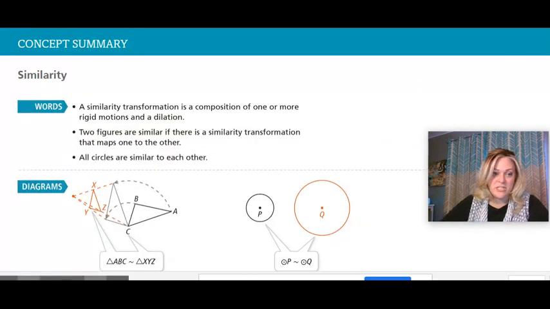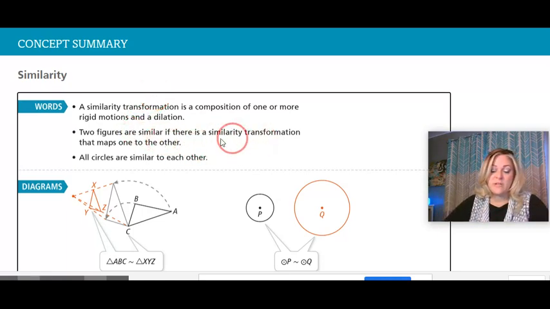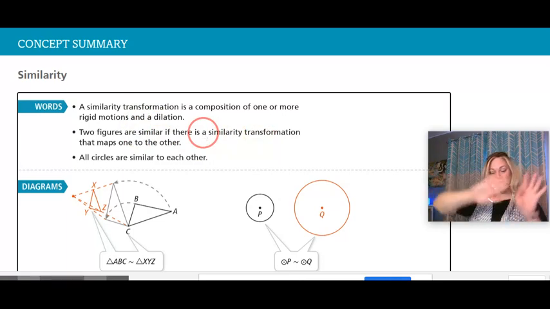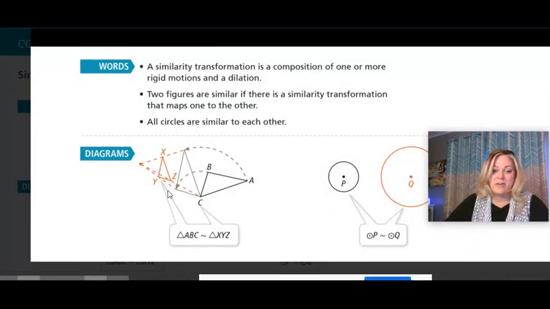Concept summary. Here's the big picture. In words, a similarity transformation is putting one or more rigid motions with a dilation. So that's making a combination of rotation, reflection, and translation with that dilation. Two figures are similar if a similarity transformation maps them. So if you can take some kind of rotation, translation, reflection, and a dilation and map a picture onto another picture, it is similar. All circles are similar no matter what, because they only have that one dimension. And then here are some diagrams showing some examples of similarity transformations, or a composition of those. And all circles are similar. I hope that helps.